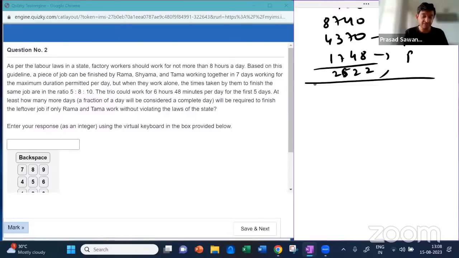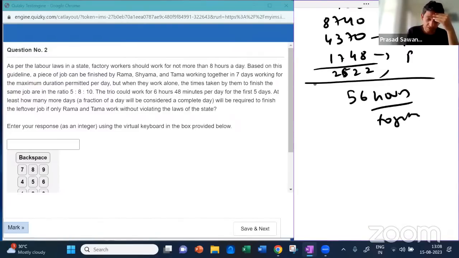Achha, not more than 8 hours every day. So 6 hours 48 minutes every day for the first 5 days. Okay. So in 7 days they are finishing the work. 7 8s are 56 hours together. Okay, Rama, Shama, and Tama. Working alone, they take 5:8:10.